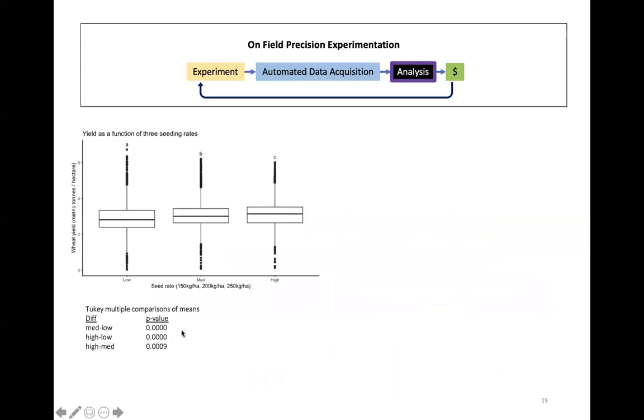So in this figure here, you can see seed rate is along the x-axis. So we have the low rate, the medium rate, and the high rate. And the output is the wheat yield in tons per hectare along the y-axis. And you can see that there's not a huge difference, but there is a difference, and it is significant. So the lower seeding rate did have the lowest yield overall, and all the way up to the highest seeding rate, where we saw the highest yield overall.